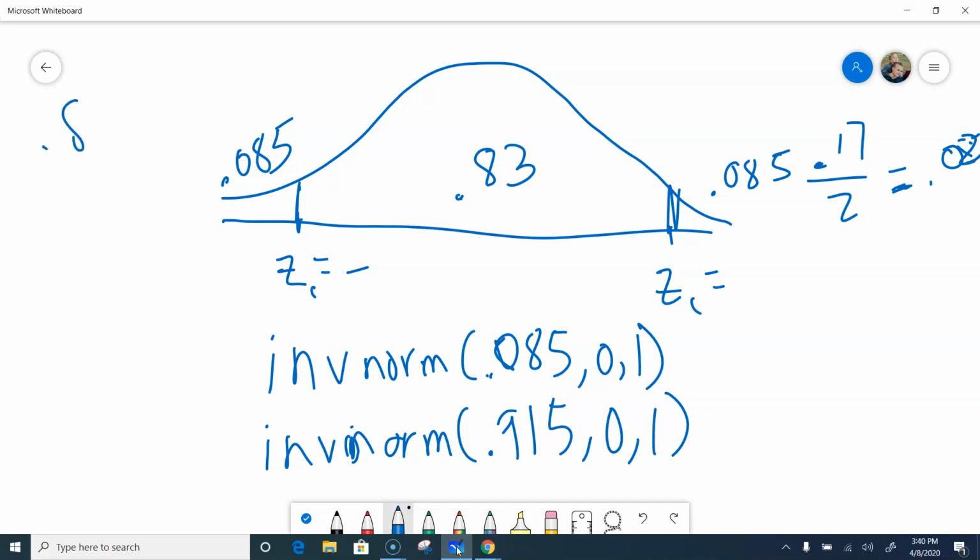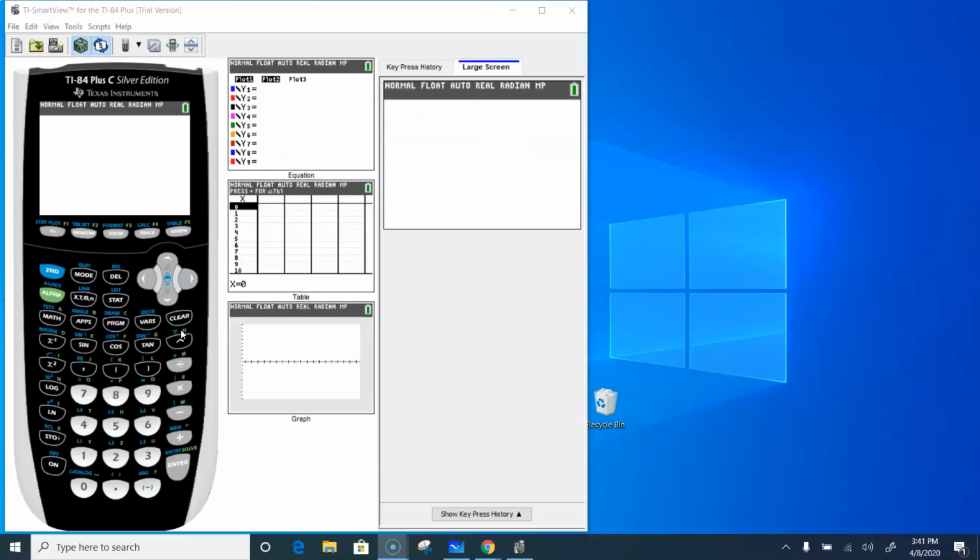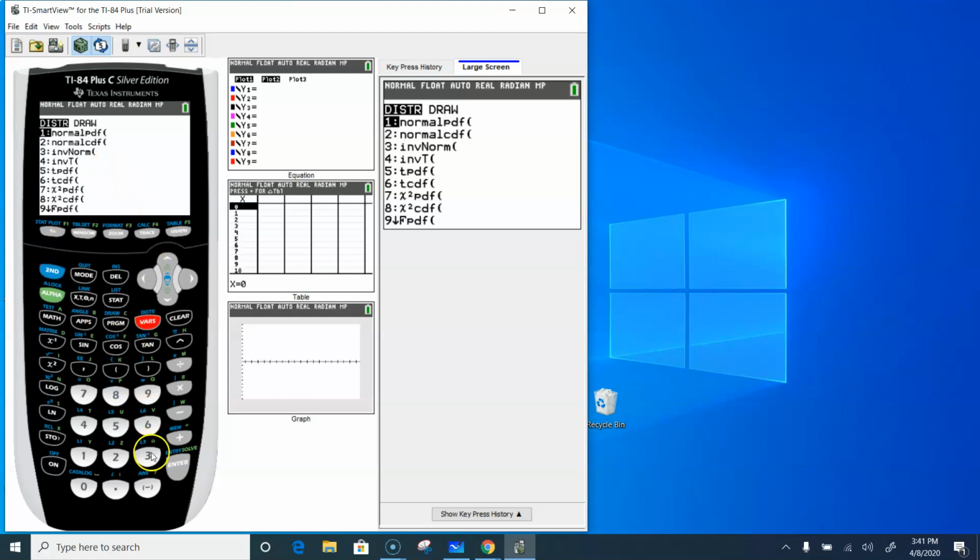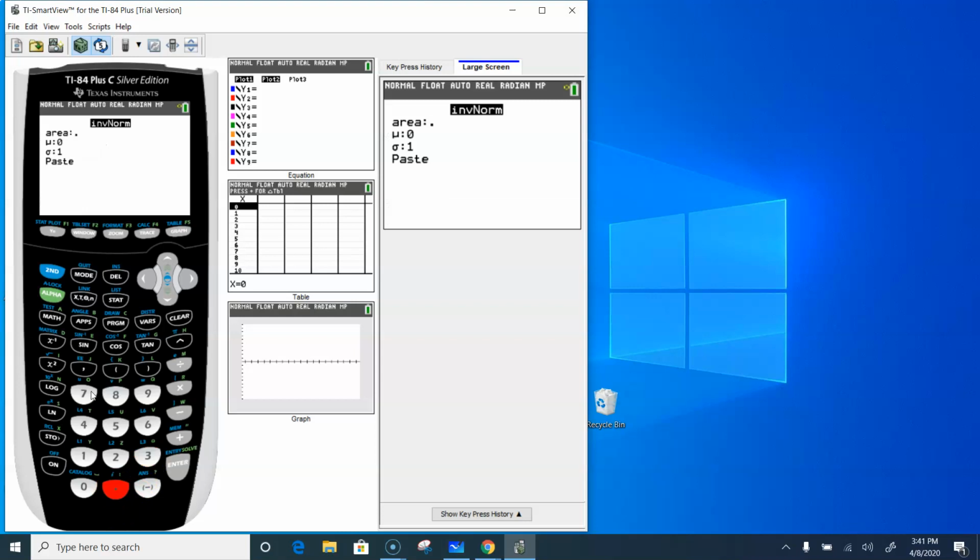What I did there was I took 0.83 plus 0.085. That's where the 0.915 is coming from. That is going to give me this z star here. The inverse norm of the 0.085 would give me the other one. Okay, so hopefully you remember where inverse norm is on our calculator. If not, we'll review that now. It's second in the variables key, and there's number 3 is inverse norm. So the area, we'll do both of them, and you'll see you get the same number, just one's going to be positive, one will be negative.